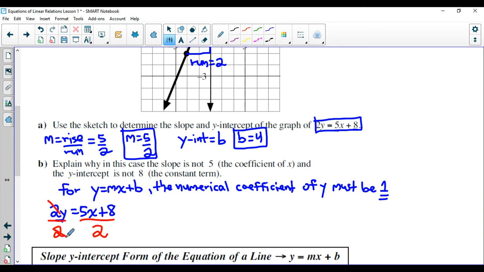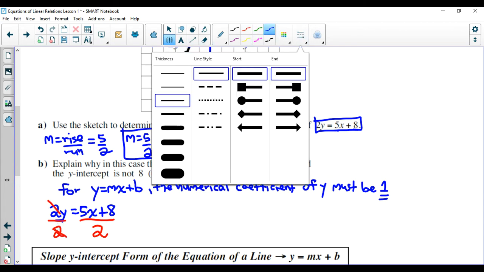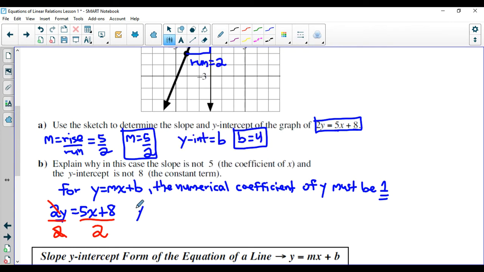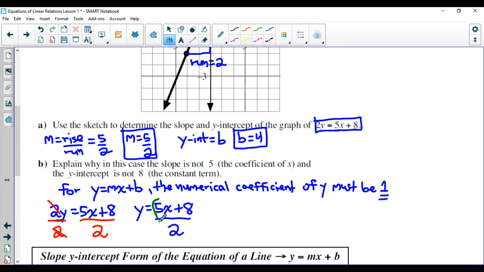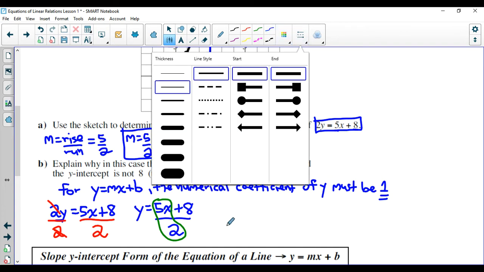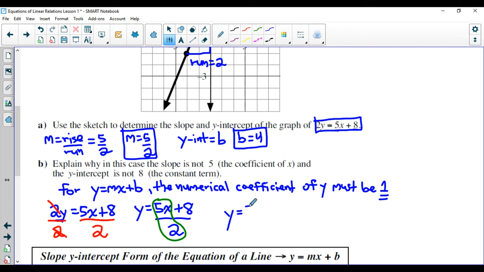Okay, so these 2's are going to cancel off. And now you're going to be left with an equation that tells you y is equal to 5x plus 8 over 2. Now, we can actually split this into two separate fractions. If you take this numerator and divide it by the denominator, that gives you the value of the first fraction. So this would then be expanded to y is equal to 5x over 2.